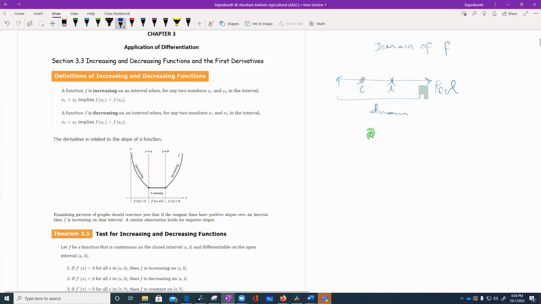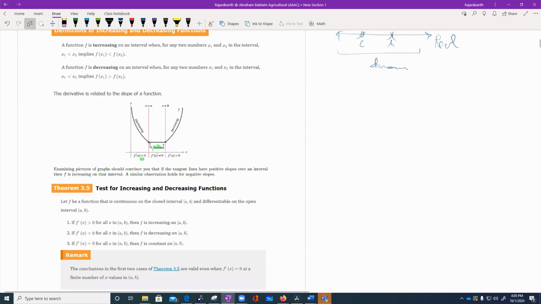Now after that, remember at the critical points, the slope is either zero or does not exist, right? So you have to figure out whether the function is decreasing or increasing in these subintervals. How do you identify those things? Simply, we use the first derivative. Okay, that's what is explained here.